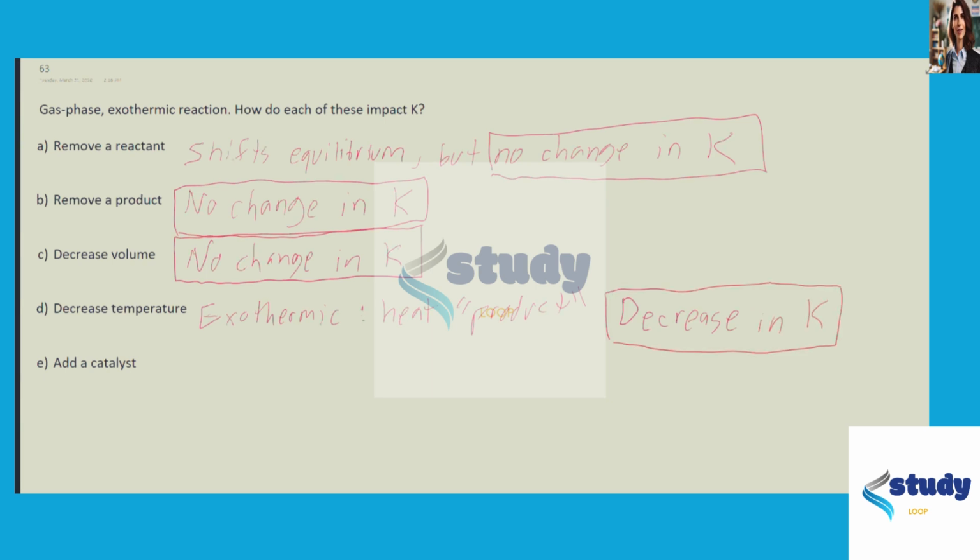Finally, adding a catalyst. Adding a catalyst tends to speed things up, but ultimately there is no change in K, since it's just a description of the ratios at equilibrium.